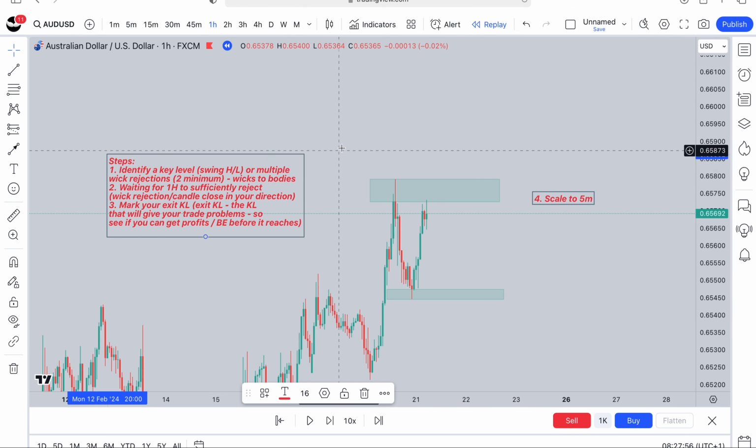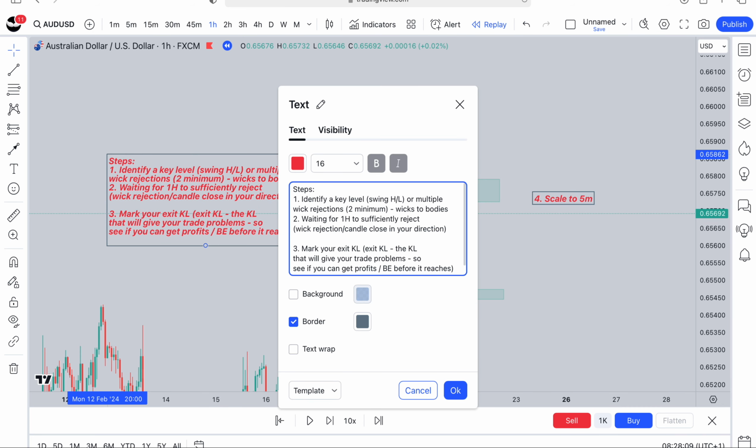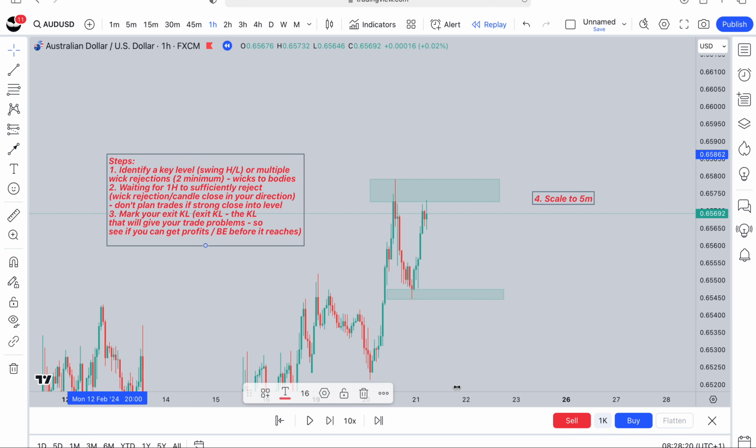Okay, so we've got the rejection, but this could have also been a candle close in our direction. What we're looking out for, okay, don't plan trades if strong close into level. Okay, just want to make that clear, right?